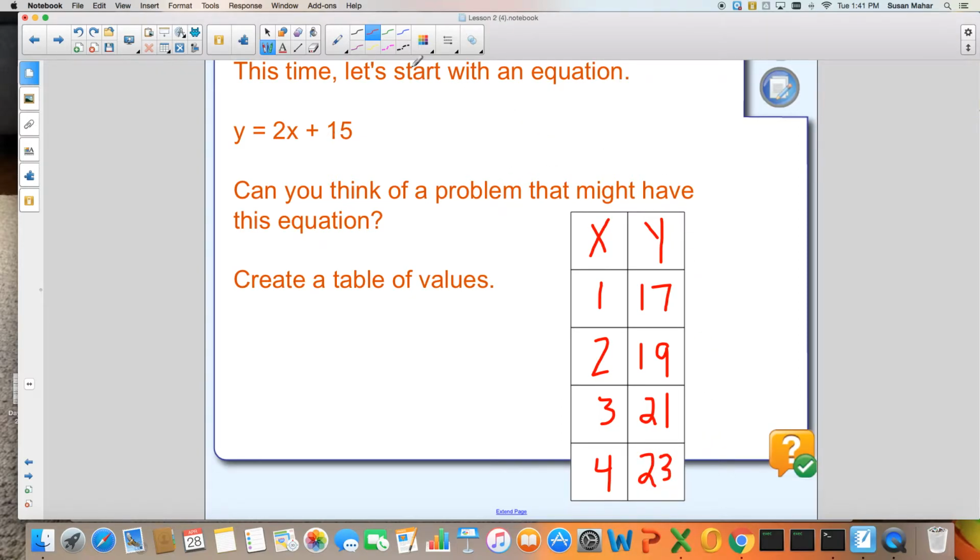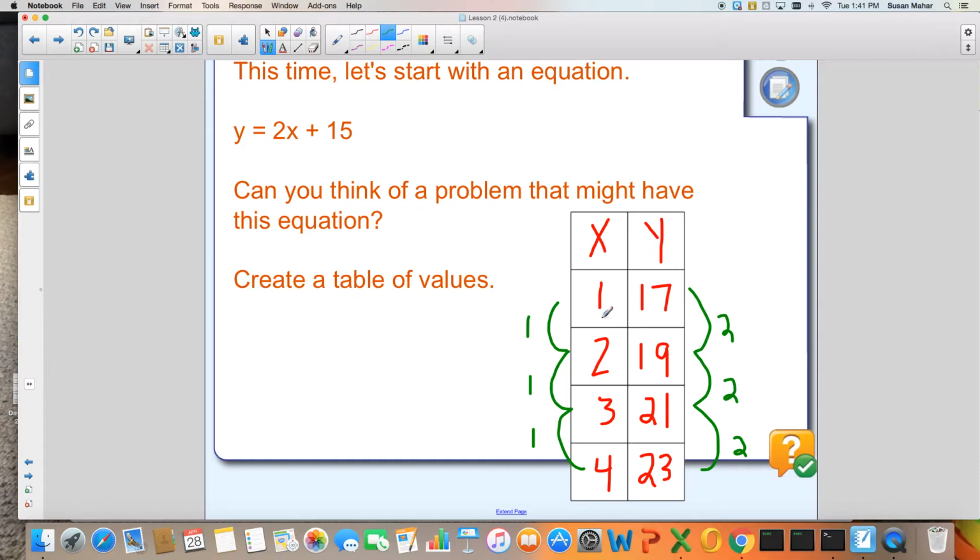Now there's something I want you to start noticing about these tables of values. Look at how my x is changing. In each case, my x is changing by 1. It's changing by a constant amount. Over here, my y is changing by 2, and that is a constant amount. So when x and y both change by a constant amount, and you'll notice it's not the same amount, they're not both changing by 2, but all the x's are changing by the same amount, and all the y's are changing by the same amount.